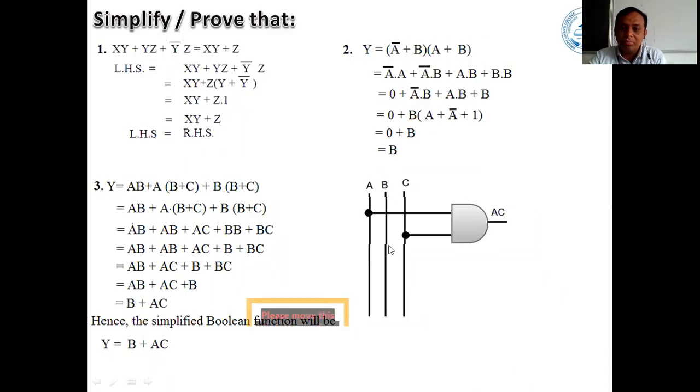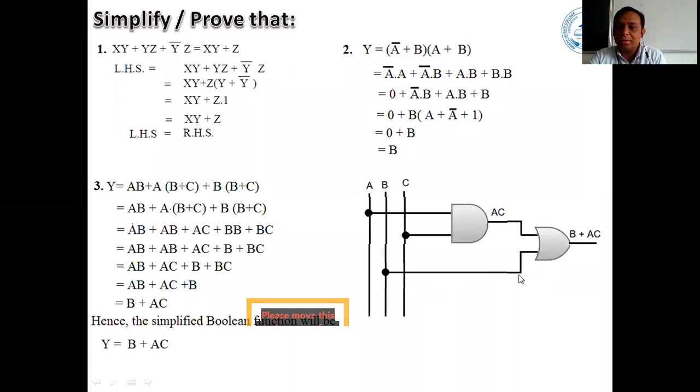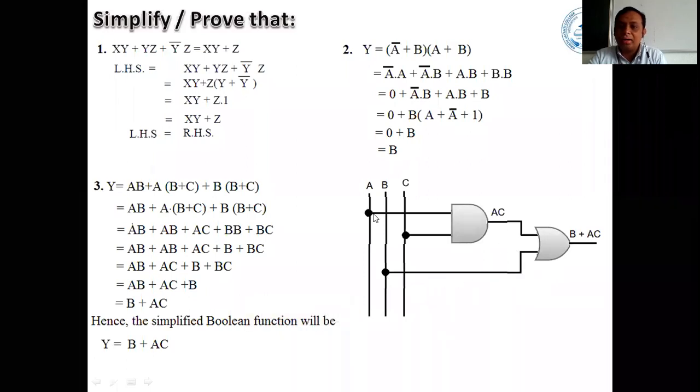Next I want B, and B and this output should be ORed together. So next is B ORed with AC. AC is already there. I'll take one input from here and another input, and these two are connected with an OR gate. The input coming at this point is B, and the inputs here are A and C. Since we have an AND gate, you get AC. Since it is an OR gate, you get B plus AC.